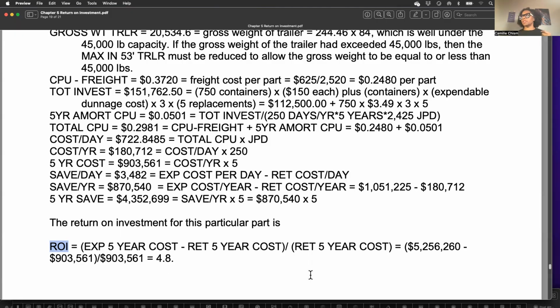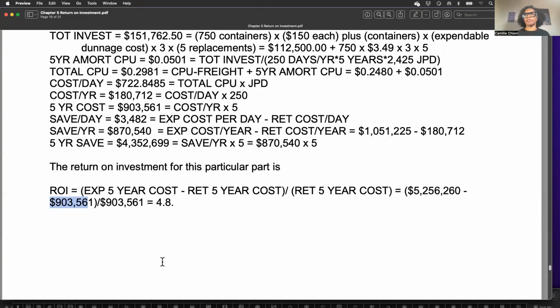So again, you're going to take the 5,256,260. So basically 5.2 million, or rounded up to 5.3 million. And taking that cost, subtracting the 5-year cost, which is the 900,000 right here. And then once you have that number, you would divide the 5.2 million minus the 900,000 by that 900,000 number, and that is how you come up with the 4.8 for your return on investment.